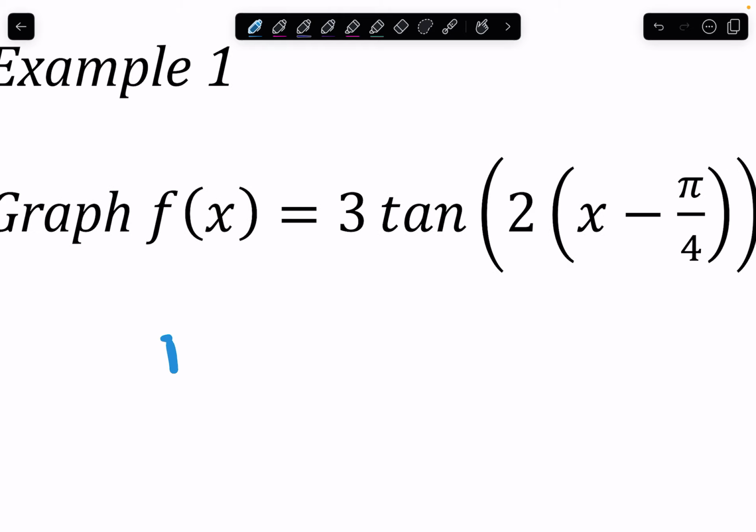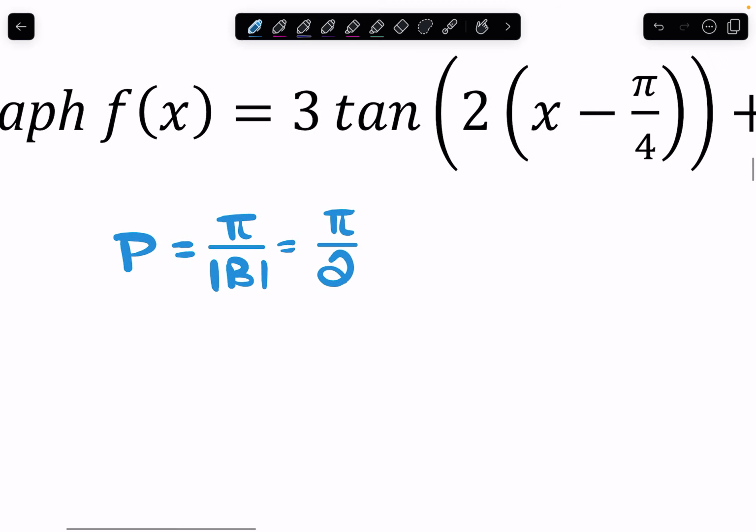All right, period. Formula for the period for tangent, be careful: pi over the absolute value of b. So pi over b, which is 2. Pi halves is our period.